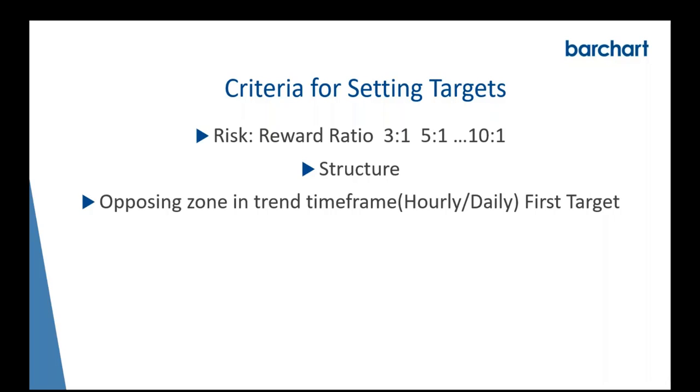For day traders, we could be talking about hourlies or 15 minutes or 30 minutes, or some of you might even be using micro time frames. Whatever you're setting your lower time frame trend in. For swing traders, we could be talking about daily trends. Where is that first area where we're going to find obstruction? Think of it like a speed bump, all right?